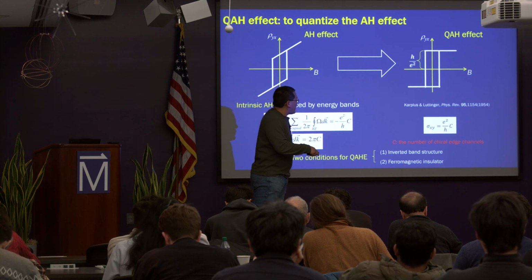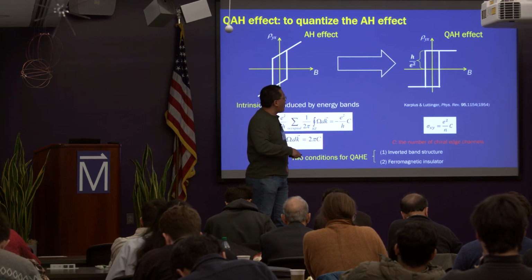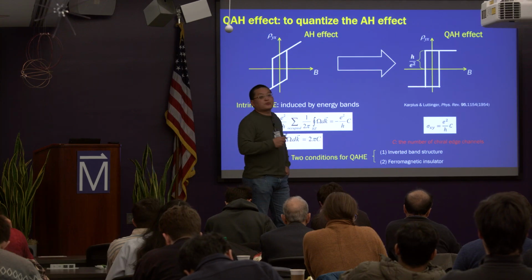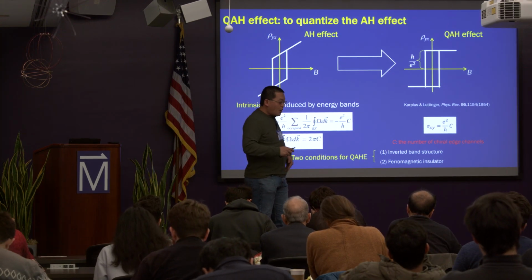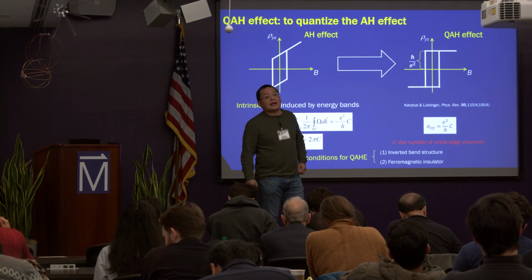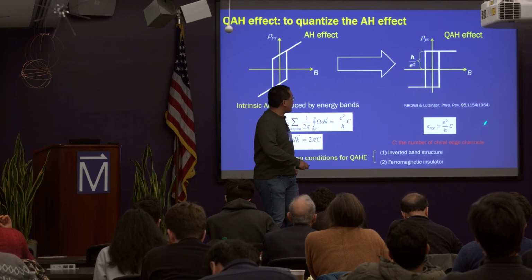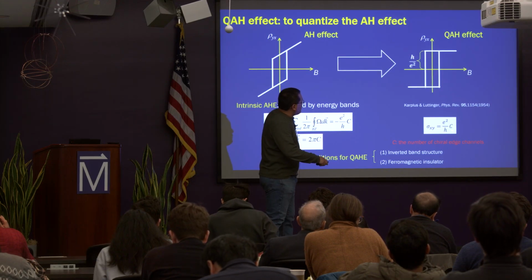Sigma xy, the Hall conductance, is equal to e squared over h times C. C is what we usually call the Chern number. From this equation, we can easily get the two conditions for the realization of the quantum anomalous Hall effect. If sigma xy is quantized, C must be non-zero.